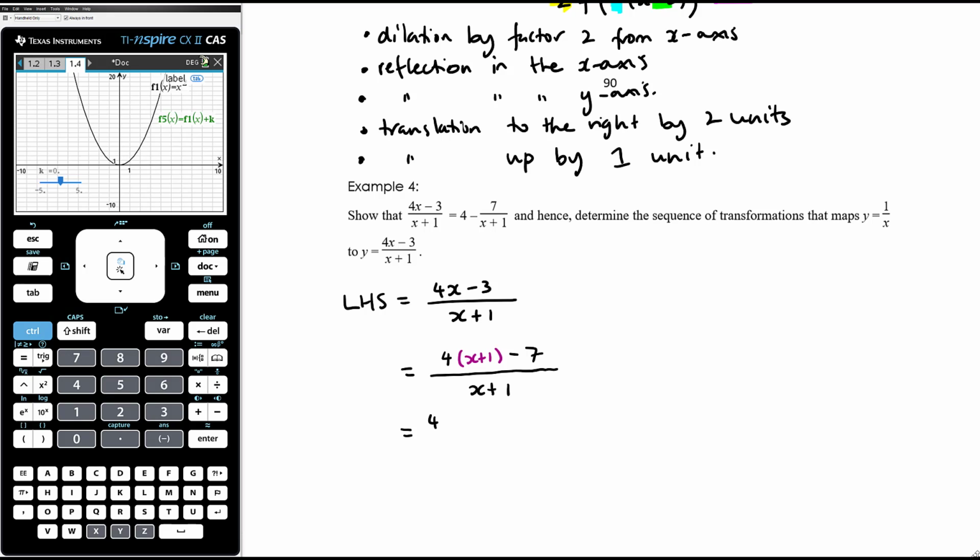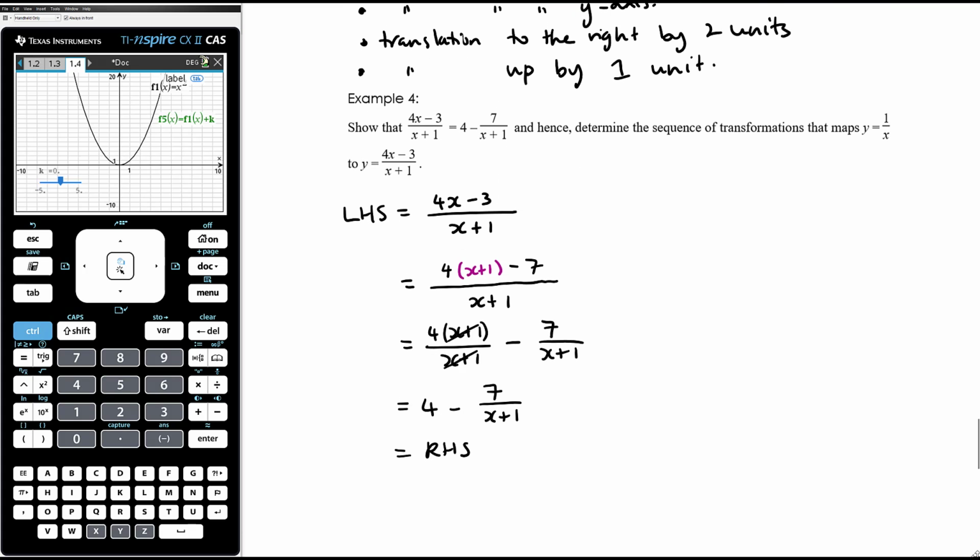Now I can split this into two fractions. That's 4 times (x plus 1) over (x plus 1), take away 7 over (x plus 1). And the x plus 1s will cancel, which means it is 4 minus 7 over (x plus 1), which is the right-hand side. And so I have shown that that relationship is correct.